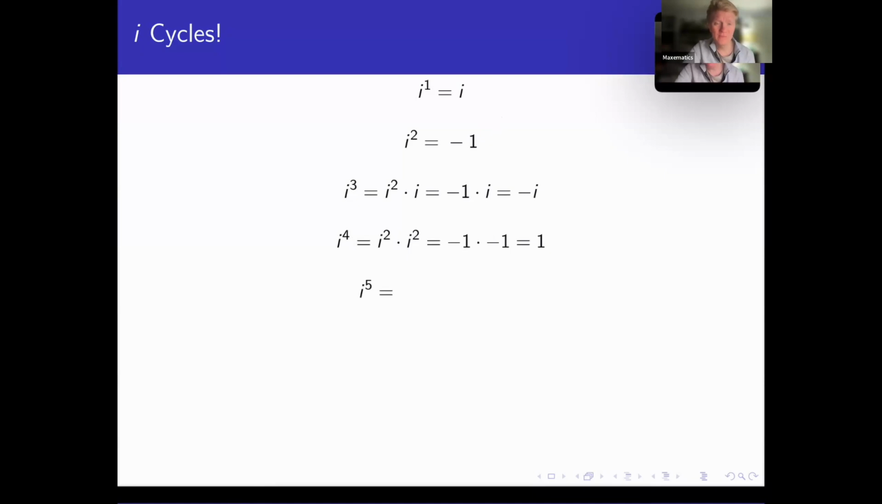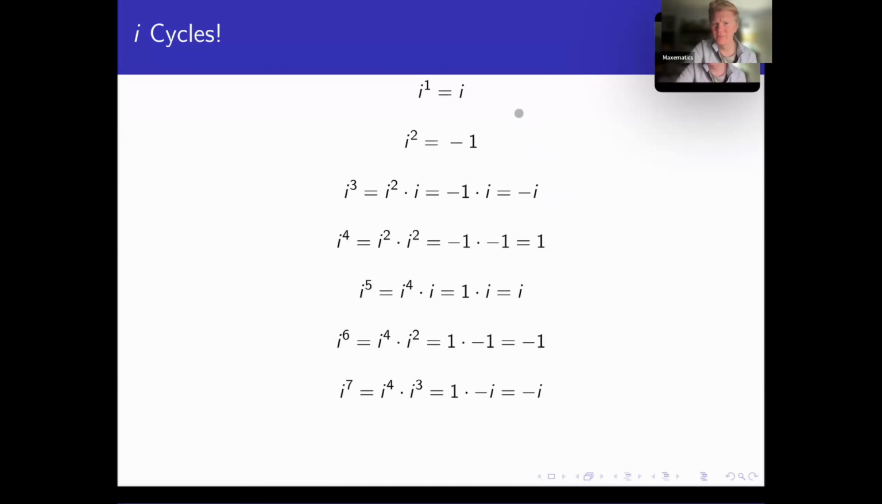Well, i to the 5th would be i to the 4th times i, right? Just using properties of powers. i to the 4th is 1, and i is just i, so 1 times i is just i. Okay. i to the 6th is i to the 4th times i squared. i to the 4th is 1, and i squared is -1. Well, 1 times -1 is -1. i to the 7th is i to the 4th times i cubed. i to the 4th is 1, and i cubed is -i. So 1 times -i is just -i.